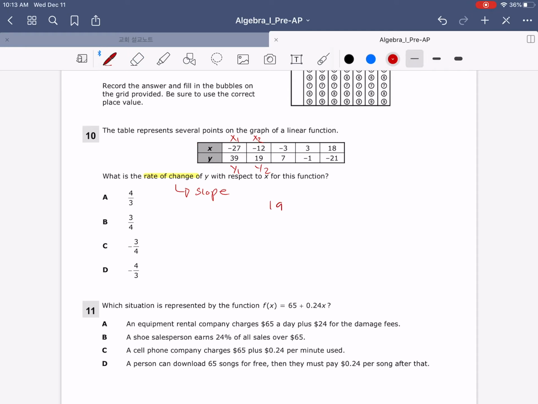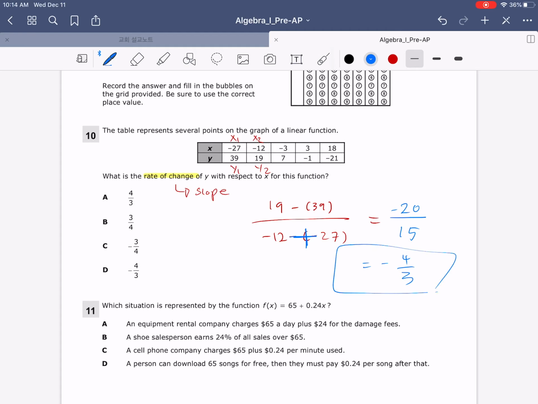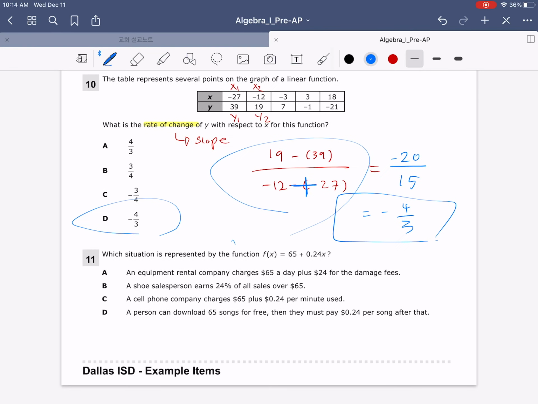So it's going to be what? 19 minus 39 over negative 12 minus negative 27. Again, these two negatives become positive. So 19 minus 39 is going to be negative 20. Negative 12 plus 27 is going to be what? It's 15. And if you simplify this, that's going to be negative 4 over 3. Like that, so easy. You can actually put this into the calculator. That's fine as well. It's totally up to you.